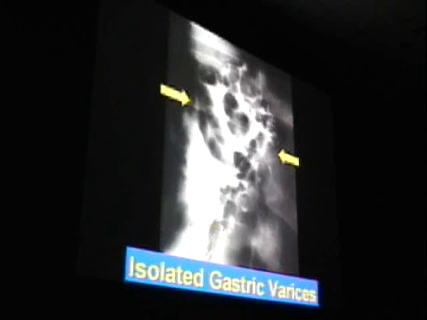Now here's a case, and it's not very well projected here, but you can see multiple what look like worms in the fundus. So when you see this in the posterior medial aspect of the stomach, you have to ask yourself, could this be isolated gastric varices? And the reason is that the next test is not endoscopy. The next test is a CT scan for this patient. But isolated gastric varices is splenic vein thrombosis due to pancreatitis or pancreatic tumor. And CT can make the diagnosis of varices as well as what's causing the varices.